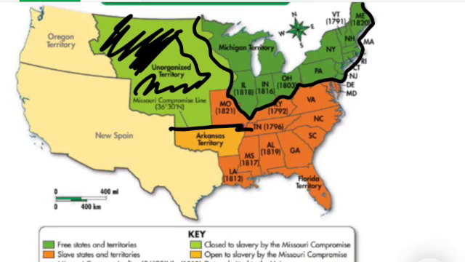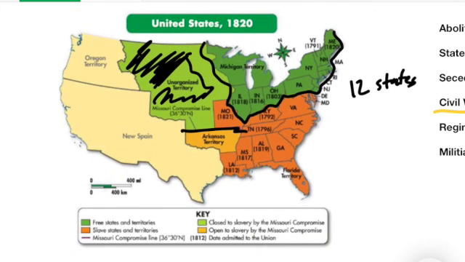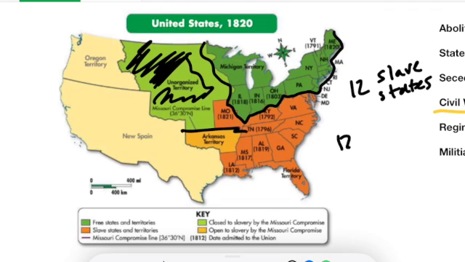So in 1820, Congress made up this Missouri Compromise, and they drew that imaginary line through the Louisiana Purchase territory. So slavery was outlawed through the North, but it was allowed in the South. After it was signed, there were 12 slave states, and there were 12 free states.